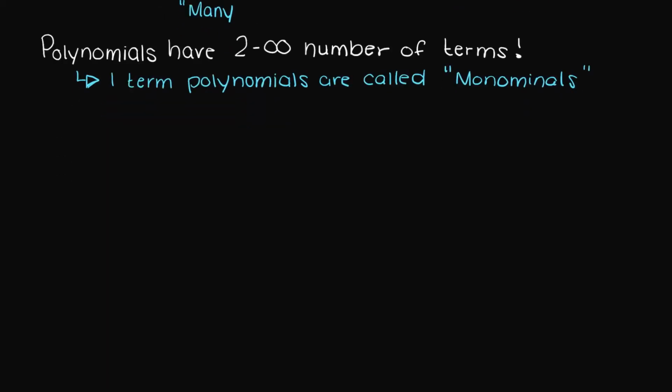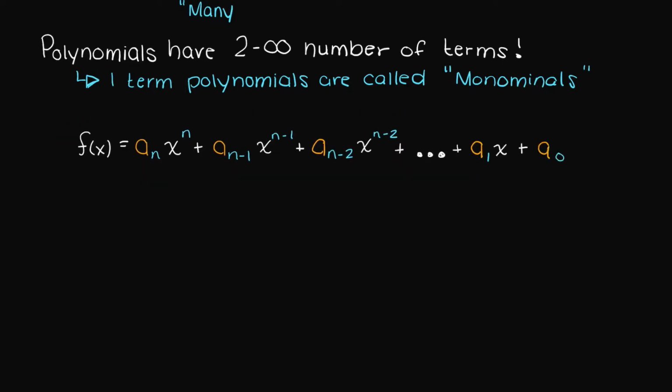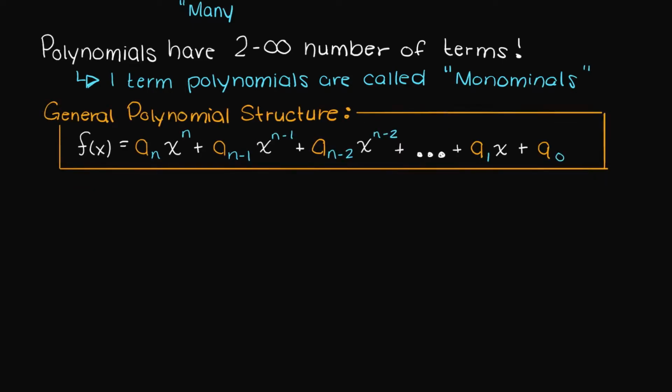Now that we have a rough understanding of what a polynomial is, what do they look like and how do we identify them? For a function to be considered a polynomial, it must adhere to the following structure. As we can see here, there are indeed many terms in the general formula. So let's take a deeper look at what all this means to better understand what we're looking at.